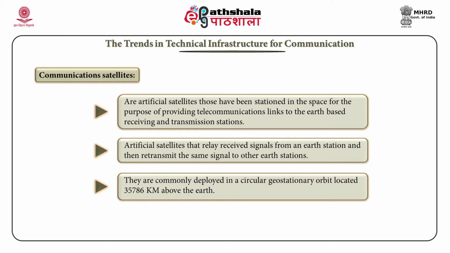35,786 km above the earth. While viewed from the earth, a satellite in a geostationary orbit appears motionless in a fixed position in the sky. So, the nomenclature is geostationary.